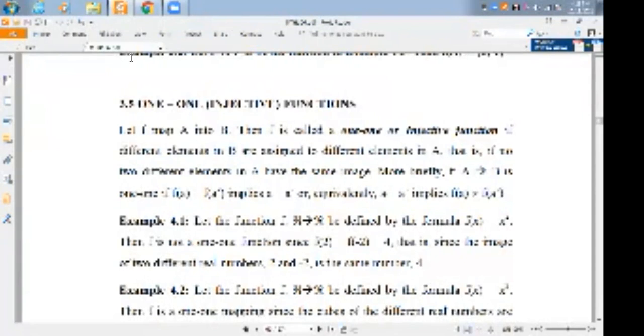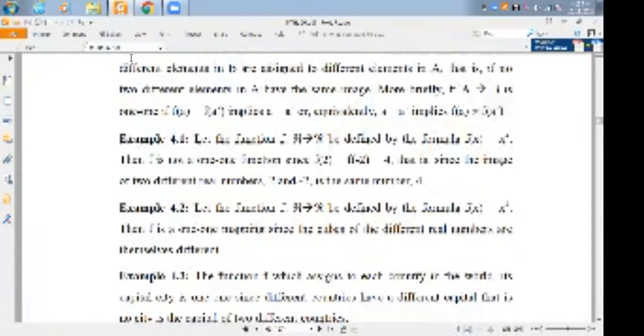So that is a good example of injective mapping or injective function. That is when one element is assigned to one element. No two elements have the same element assigned to them. And that's a good example of injective function or injective mapping. Going by the statement, let F map A into B. Then F is called one-to-one or injective function if different elements in B are assigned to different elements in A, that is, if no two different elements in A have the same image, then that is called one-to-one mapping.